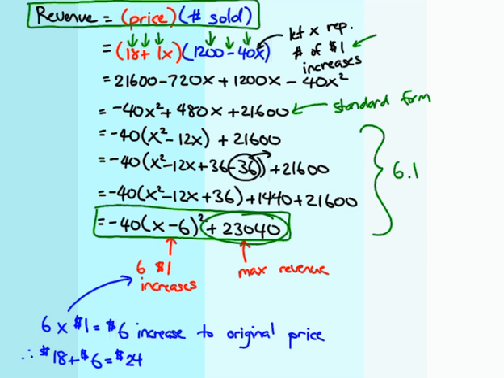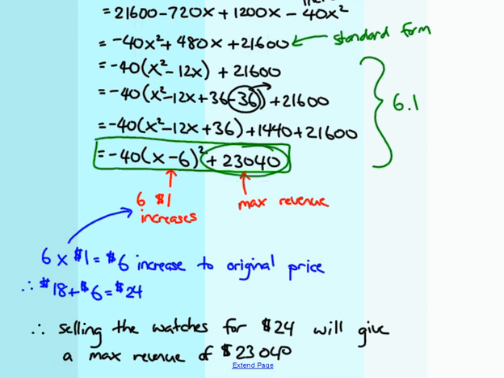The very last number is going to be my maximum revenue, and that happens when x equals positive 6. In other words, 6 loonies need to be added to my original price. But what does that mean about the price then? Okay, if you're going to add 6 loonies to your price, that means a total of $6 is going to be added to your original price. And your original price was 18 bucks. So what you should be actually selling your product at is $24, because that's going to give you the maximum revenue of 23,040 bucks.